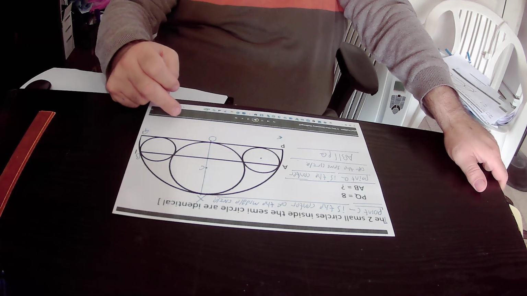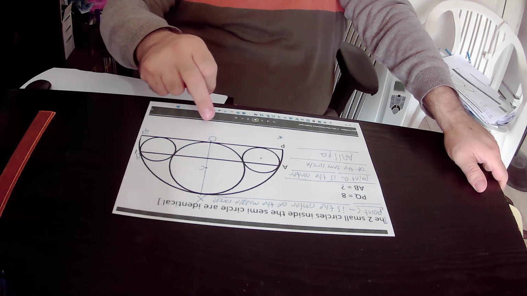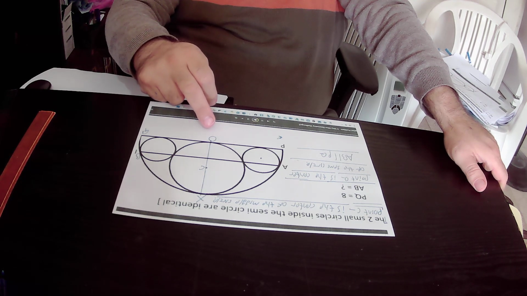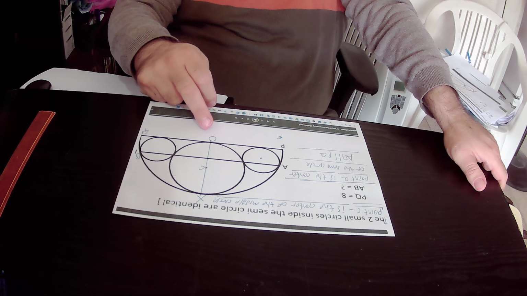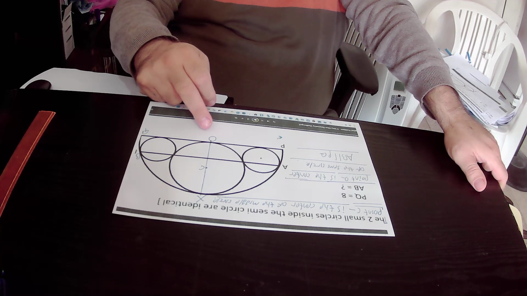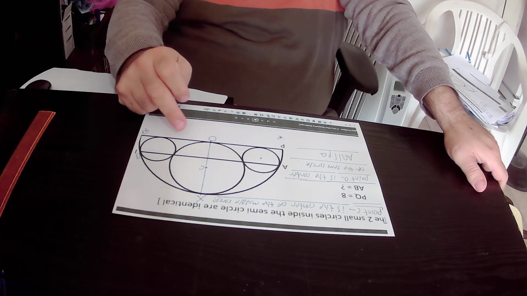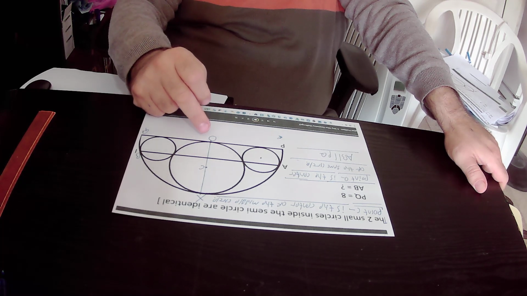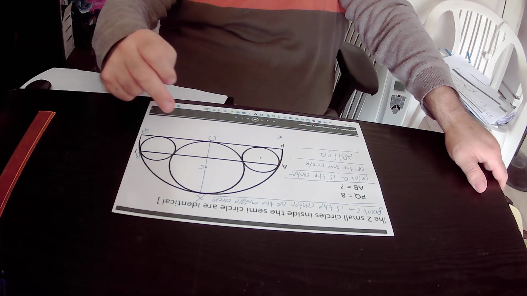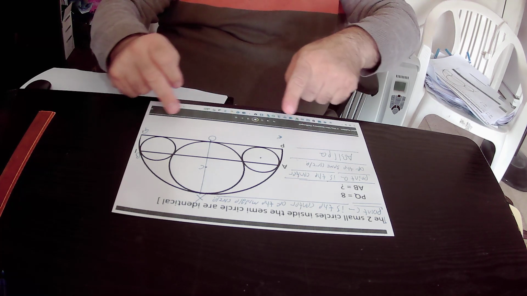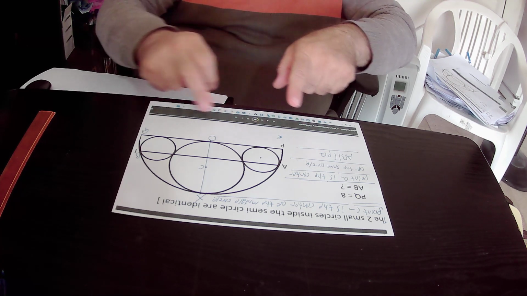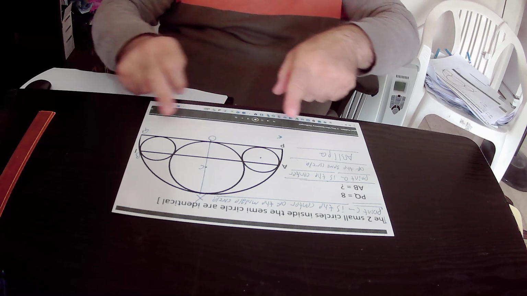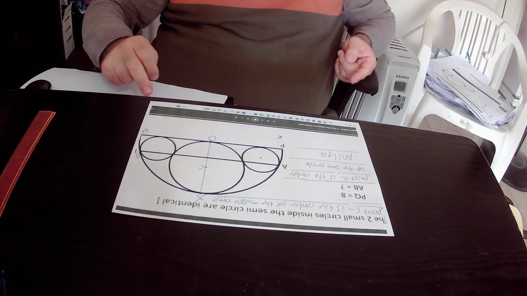We know that the middle circle is tangent to the semicircle at point O, that is to say, point O is the center of the semicircle, and at point O the middle circle is tangent to the semicircle. We know that PQ, which is the diameter of the semicircle, equals 8 units.